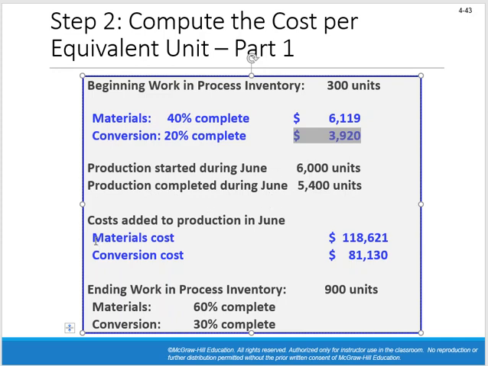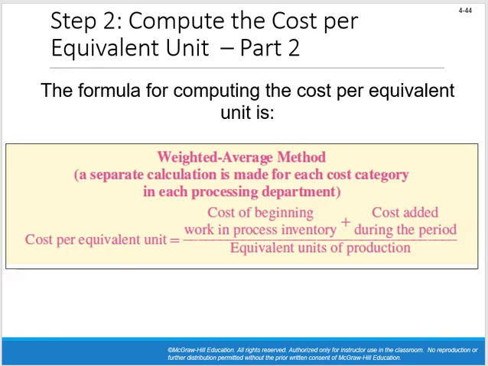In that time, we added materials cost of $118,621 and conversion cost of $81,130. And of course, our ending WIP still 60% complete for materials, 30% complete for conversion. So a lot of information there. What we want to do is get the cost of our beginning WIP plus the cost added during the period and divide it by our equivalent units of production. But keep in mind, we need to do this separately for materials and conversion.